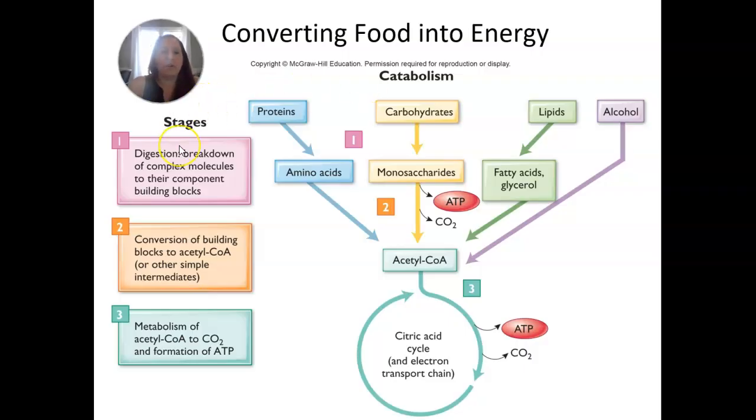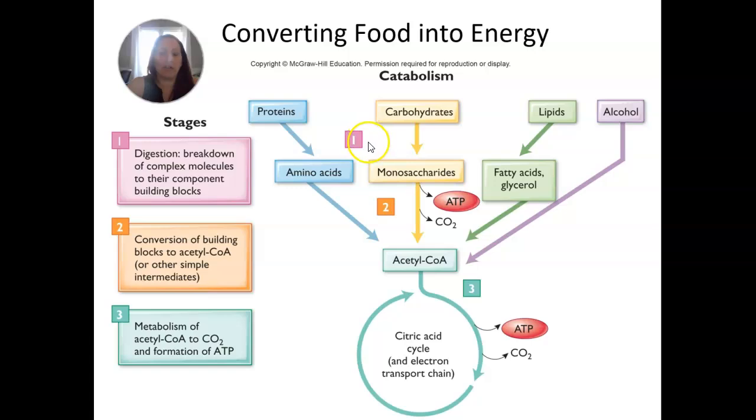Okay, so the first stage in converting food into energy is digestion. So that's going to be the breakdown of complex molecules into their building blocks. Okay, and then we have absorption, and cells will take up these building blocks. The second is really our focus, the conversion of building blocks to what's called acetyl-CoA or other simple intermediates. And so for proteins, these are broken down into amino acids. Amino acids will go through a series of steps, eventually resulting in the production of acetyl-CoA.